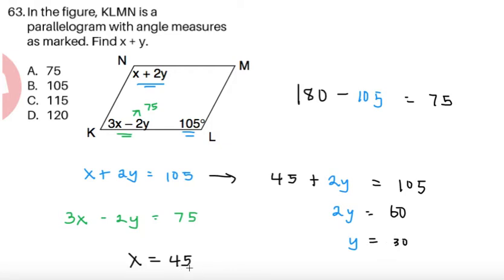So I have x now, and I have y. All I have to do is add x and y. So it's going to be 45 plus 30, and this gives me 75. And indeed, this is the answer. So 75 is the answer, so we'll have choice A.